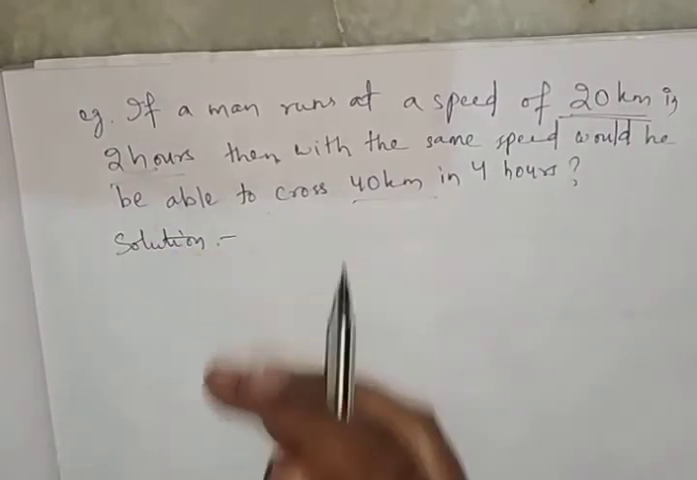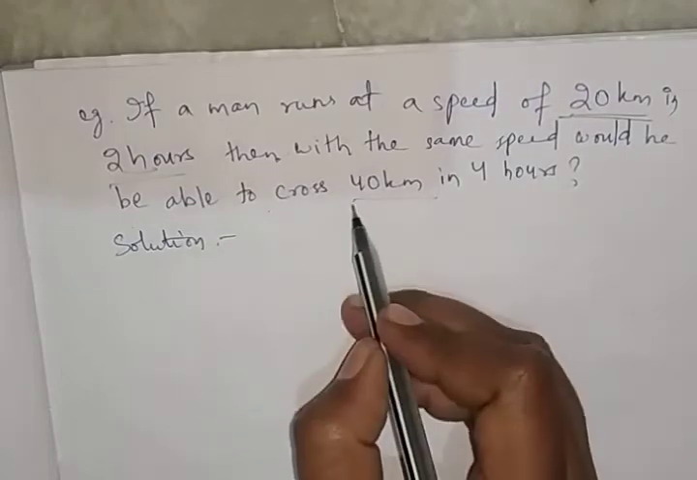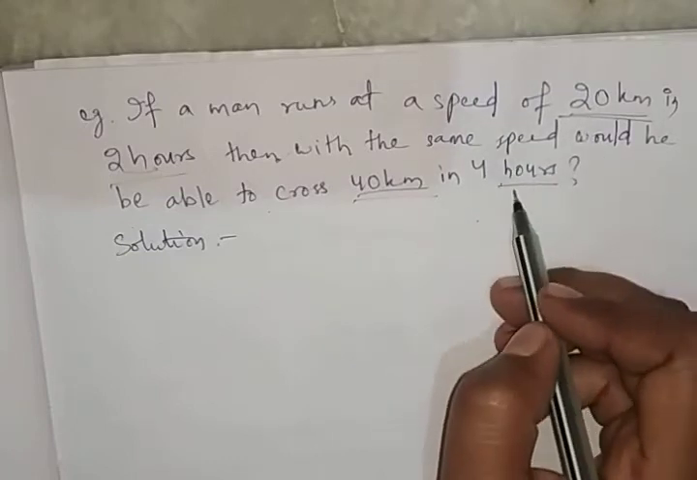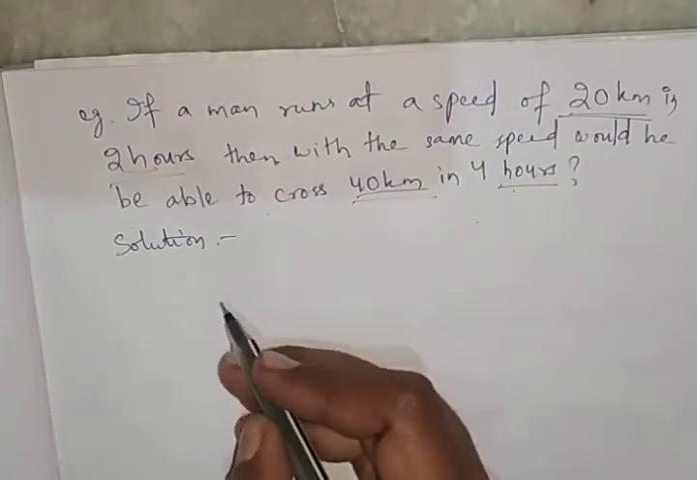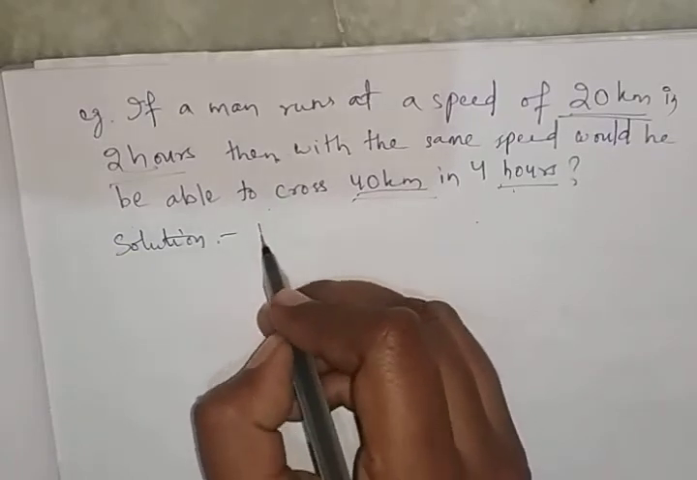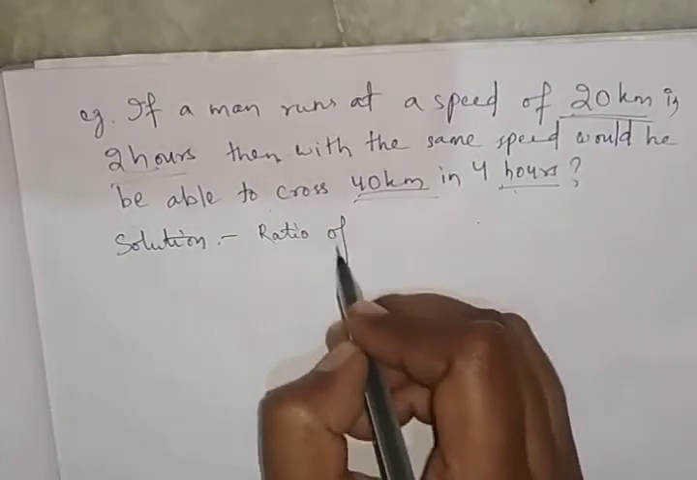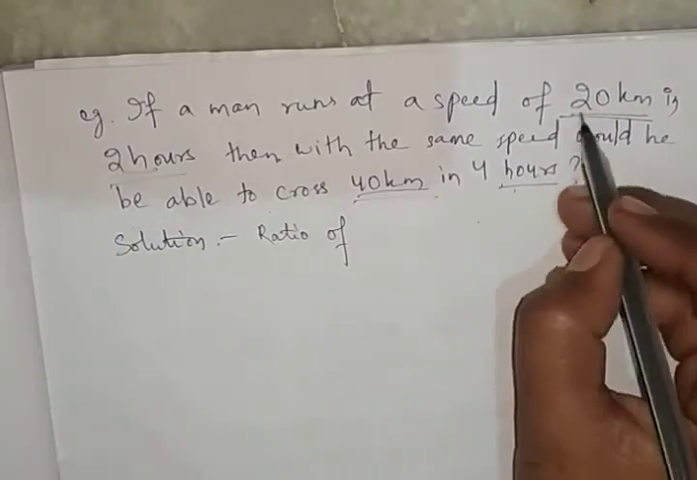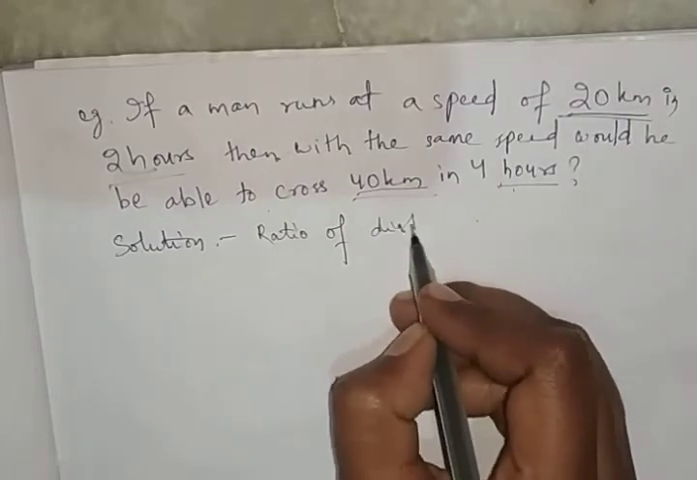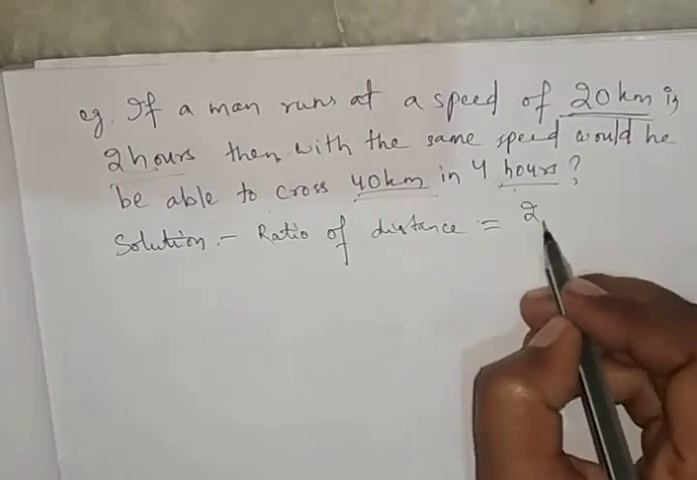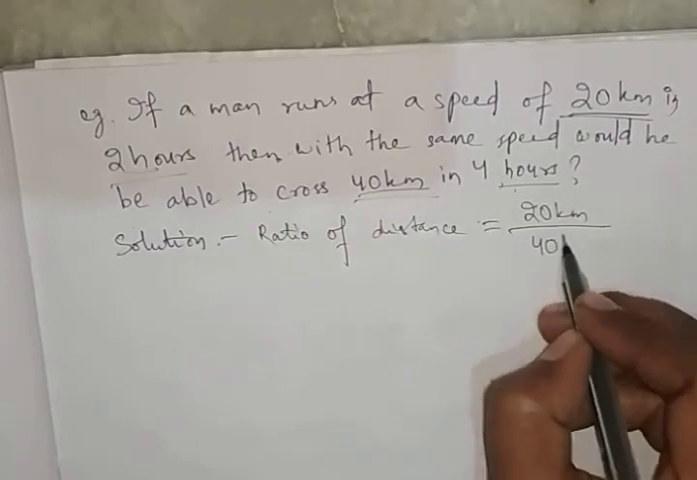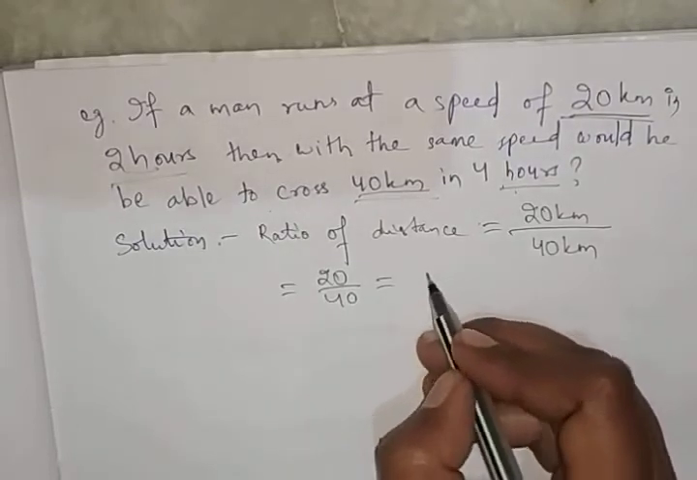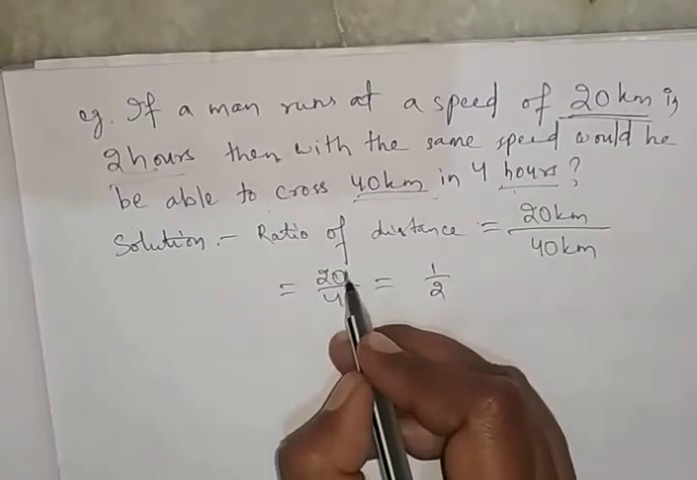If the speed is 20 km in 2 hours, then for the two to be in proportion, both ratios should be equal. So first we will find out the ratio. The ratio of distance is equal to 20 kilometer by 40 kilometer. You can write 20/40. That is 1/2.